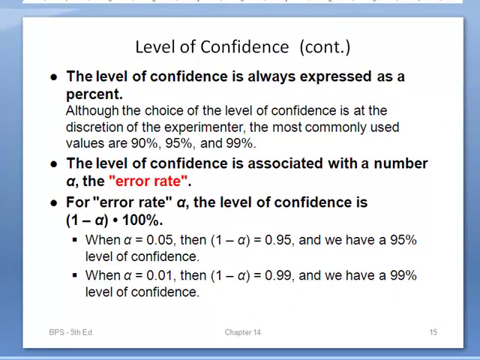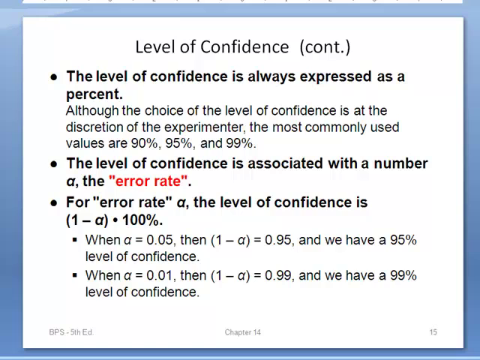Now, the level of confidence is always expressed as a percent. Although the choice of the level of confidence is at the discretion of the experimenter, it will always be a percent. And the most commonly used confidence intervals are the 90, 95, and 99% confidence intervals.